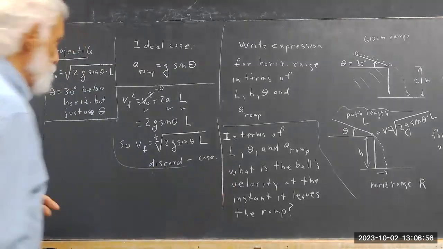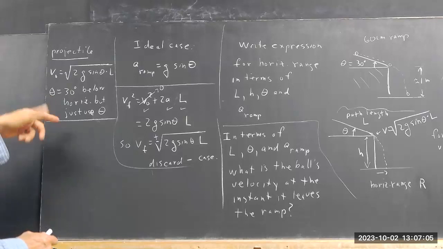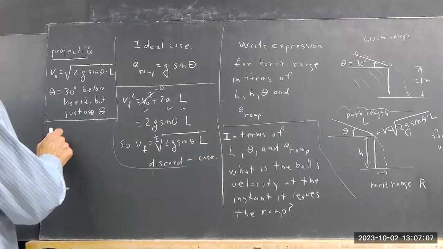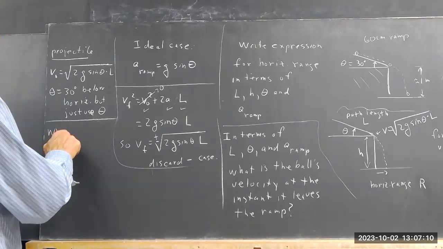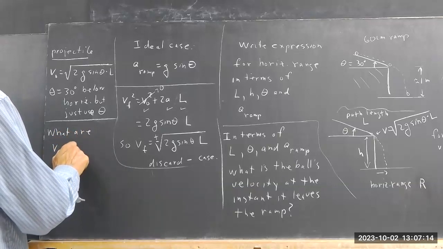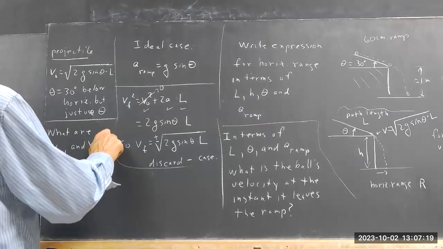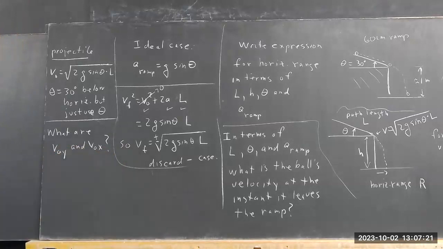I went ahead and derived it. I said, okay, can I ask people to do this? And they said, yeah, I'm going. All right. Okay, so here we have it. So there you have theta. What are V naught y and V naught x? Okay, so people did okay with this.